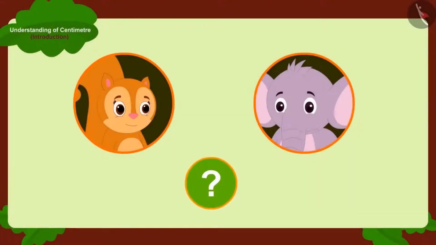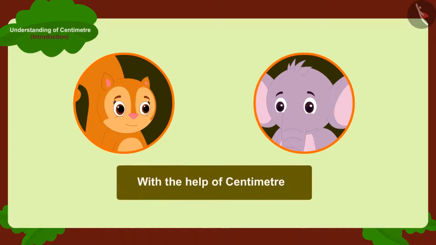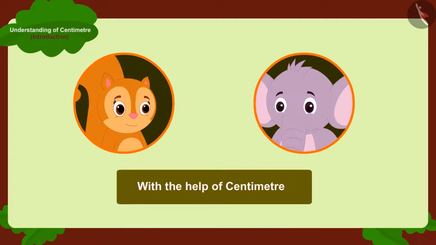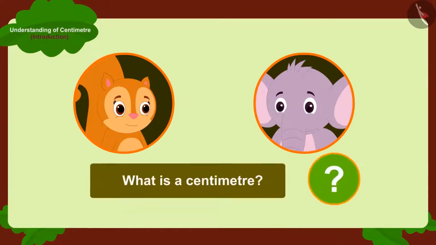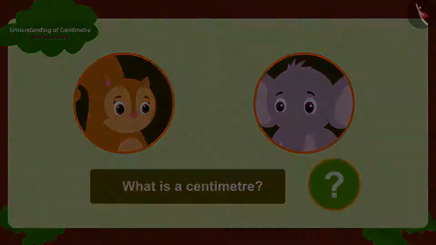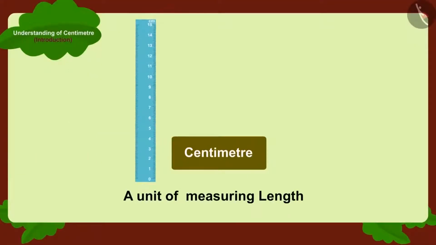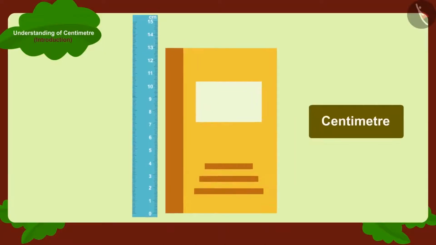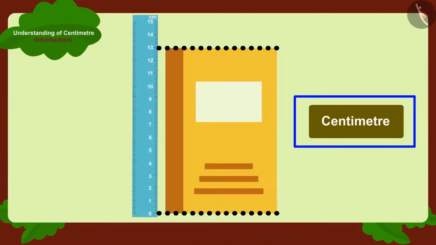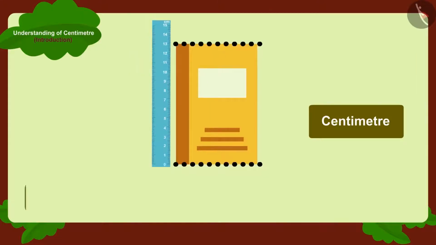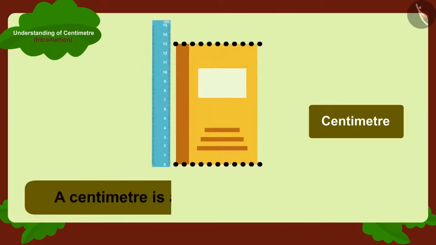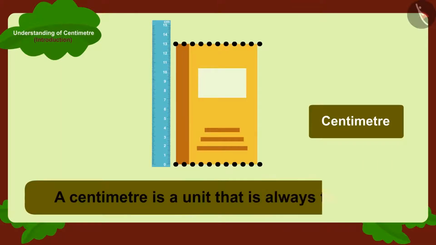Appu told Chanda that she can solve all these problems in a very easy way. With the help of centimeters. Chanda could not understand anything. She immediately asked Appu, What is a centimeter? A centimeter is a unit of measuring length. We can measure the length of any object in centimeters, and centimeter is a unit that is always the same.